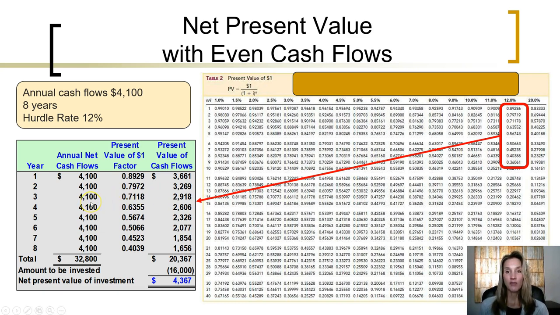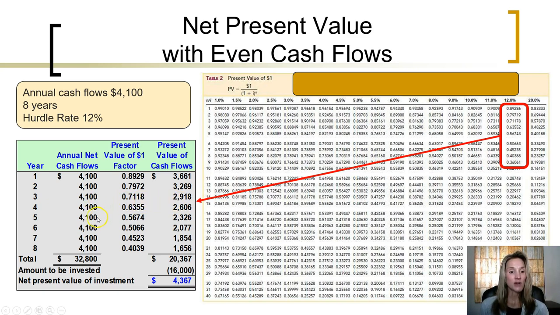We do the same thing for year three cash flows. $4,100 to be received in year three at a 12% return, 3 periods until that cash flow is received. Present value factor 0.71178. Present value factor times the cash flow to be received that year calculates how much that future cash flow is worth today.